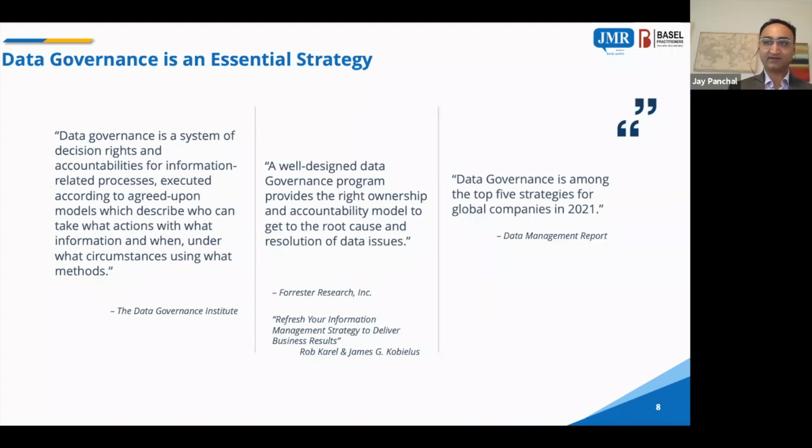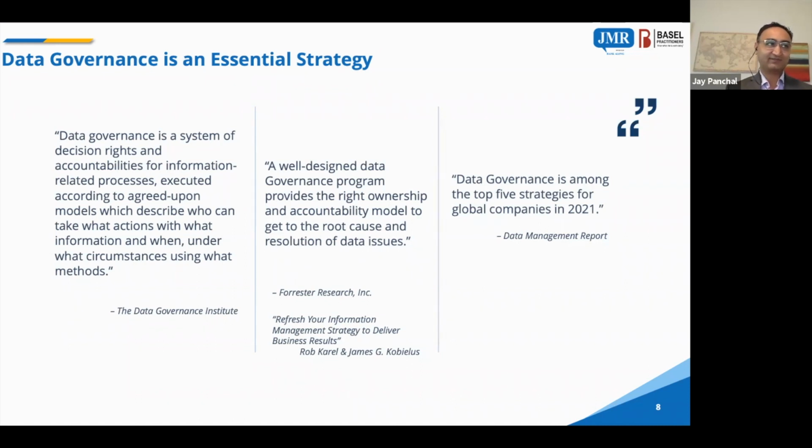Now, let's define data governance. My objective here is that by the end of this presentation, I want to highlight why data governance is at the heart of global companies' business strategy, and why it is so closely tied to being compliant. I like this definition from the Data Governance Institute, and I'll just read it out for you. Data governance is a system of decision rights and accountabilities for information-related processes executed according to agreed upon models which describe who can take what actions with that information and when, and under what circumstances, using what methods.